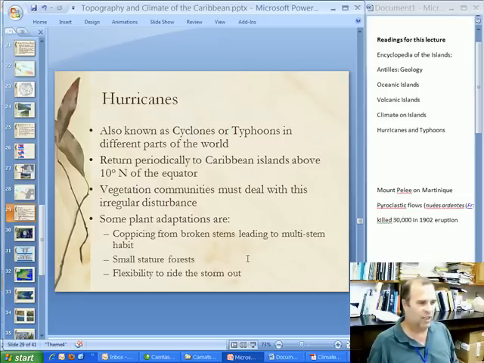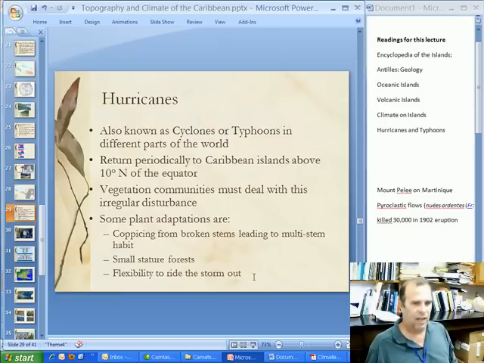So the forests tend to have small, not short trees, and very low stem thickness. So not very thick stems. All of this because they are periodically blown down by a hurricane.